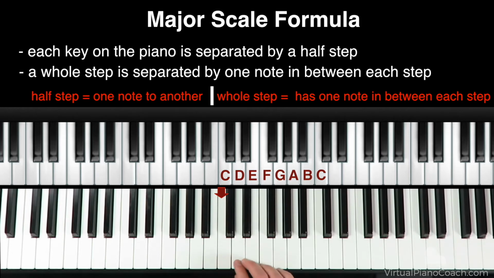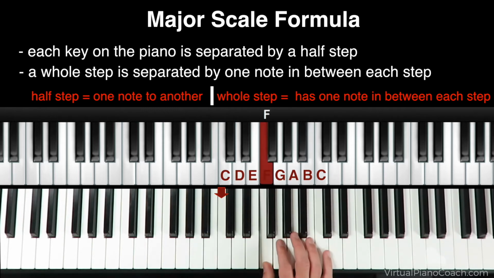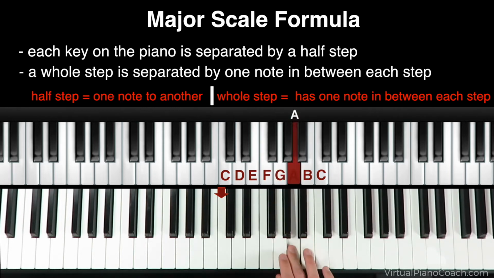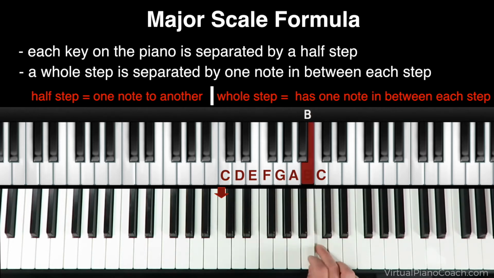Let's look a little bit further when we go to the E and the F. So we'll play C, D, E, F. Uh-oh, what happens here? There's no note in between. Therefore, this is a half step. Now, when we get further on, we go whole step, whole step, whole step. And what happens here? We get to B and C. Is that a whole step or a half step? There's no note in between, so that means it's a half step.